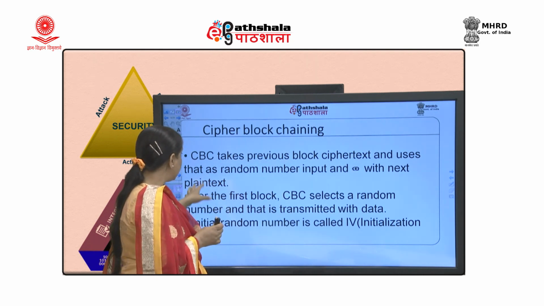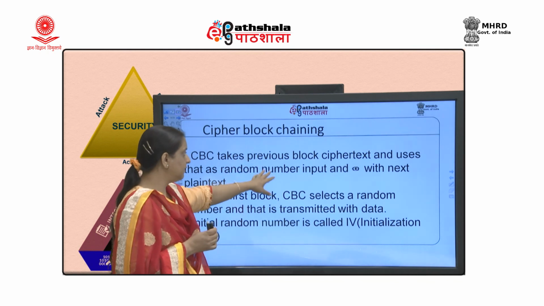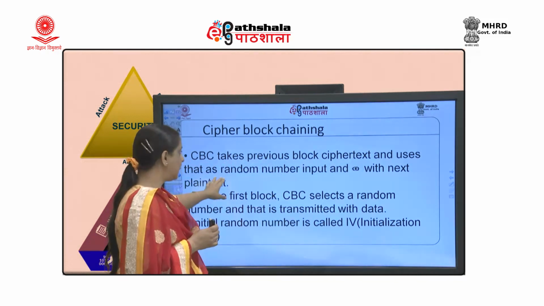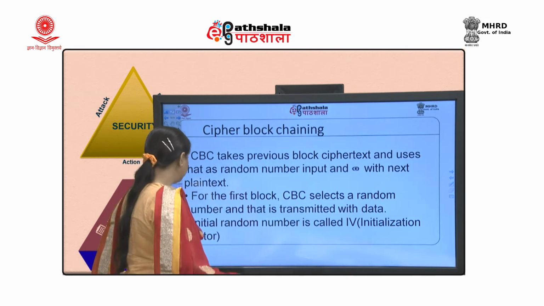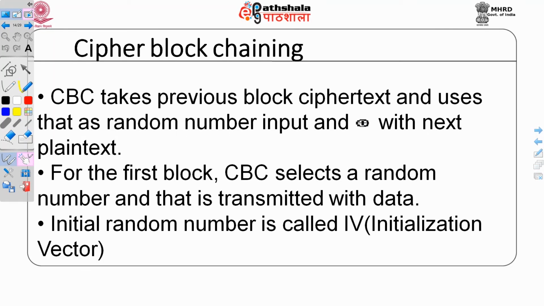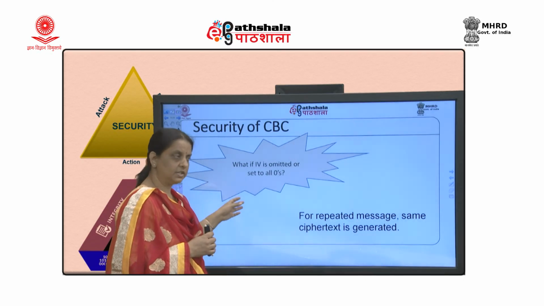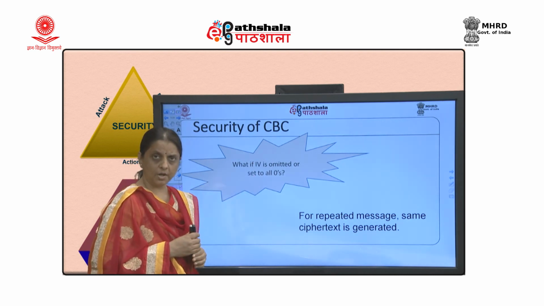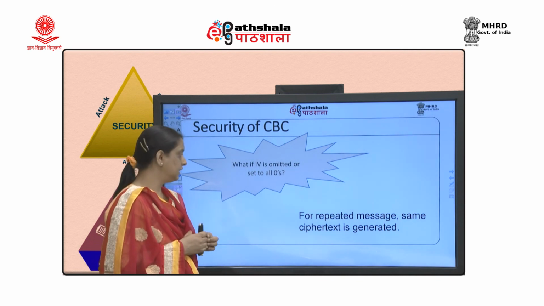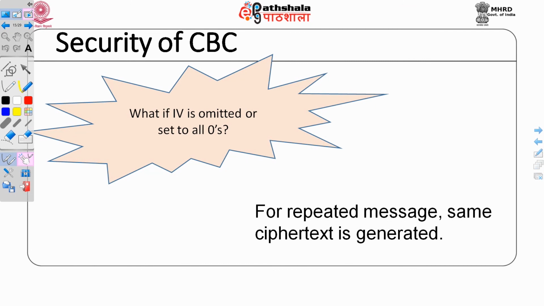So, the idea is, it is clear that it takes the previous block ciphertext and uses that as a random number input and exclusive OR with the next plain text. Now, we have a question about the initialization vector: what happens if the IV is not used at all or it is set to 0? For a repeated message, the same ciphertext would be generated.